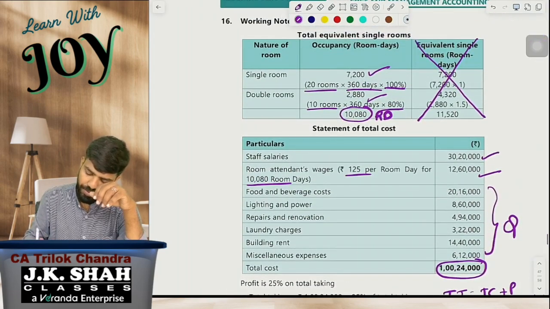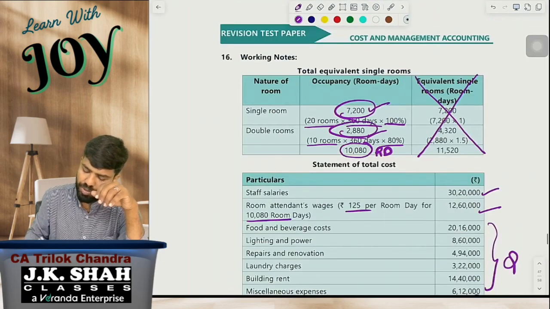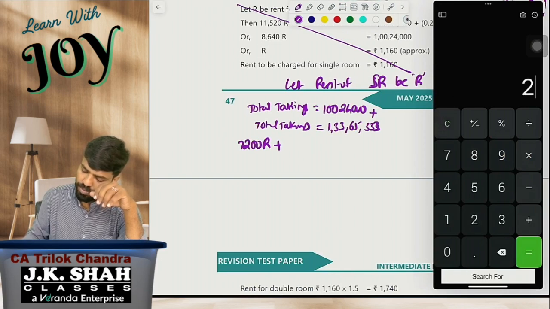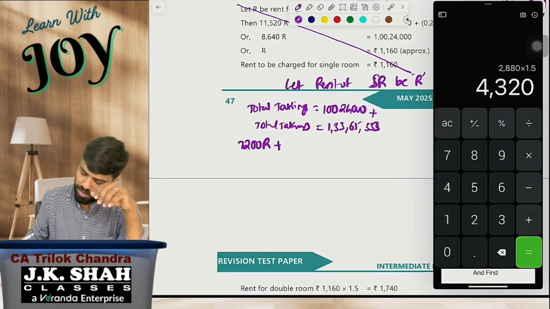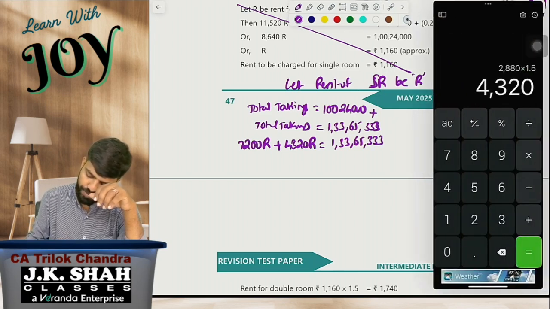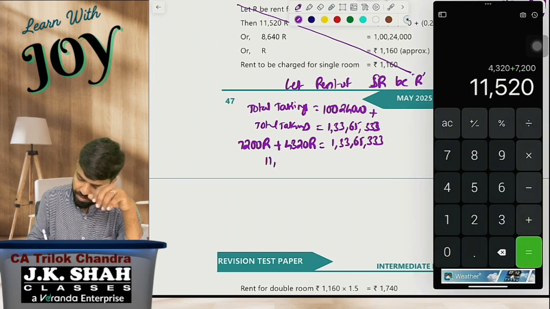See, room days are 7,200, so 7,200 into R, that is 7,200 R, plus 2,880 into 1.5 R, which equals 4,320 R. 4,320 R equals 1 crore 33 lakh 65,333. The total comes to 11,520 R equals 1 crore 33 lakh 65,333.